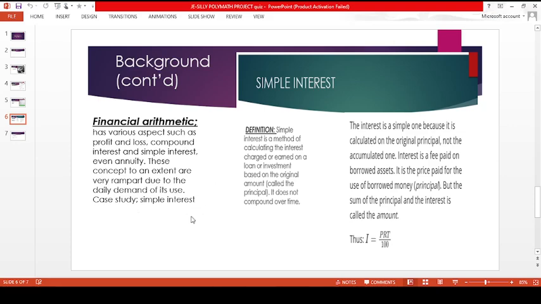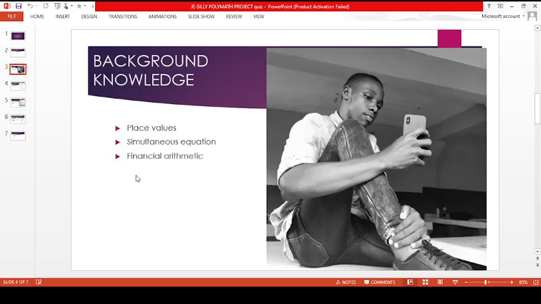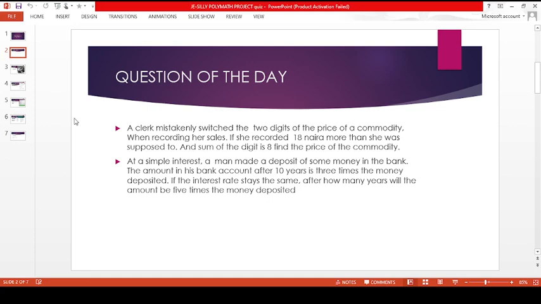So the case study we have here is that of simple interest, as the question eventually cited. I kind of want to rush things up a bit, so let's dive right in. We want to get a full picture of what the question is trying to give us.